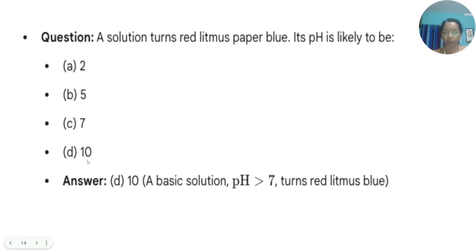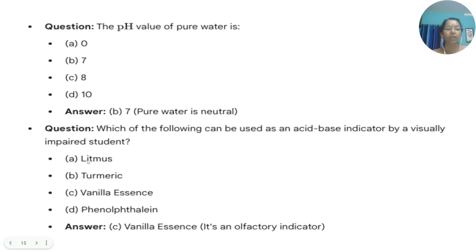Okay, basic solution it is. The pH value of pure water is 7. We know the answer. Then which of the following can be used as an acid-base indicator by a visually impaired student? So the student is a visually impaired student, so we cannot do observations.